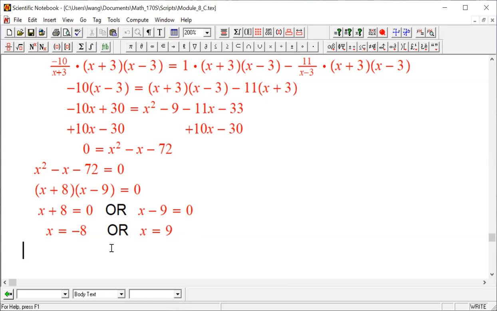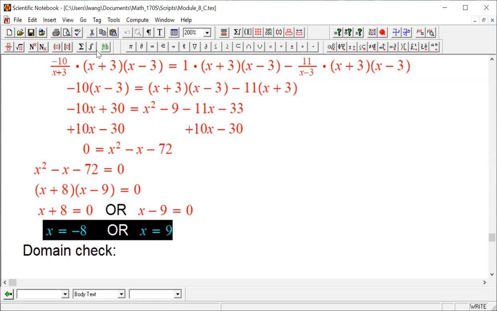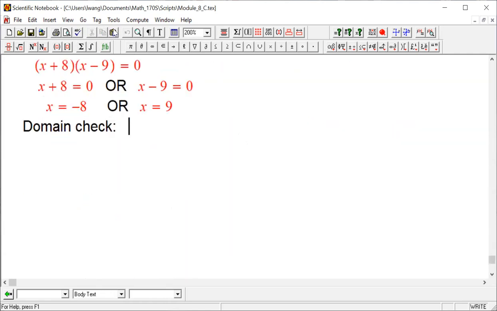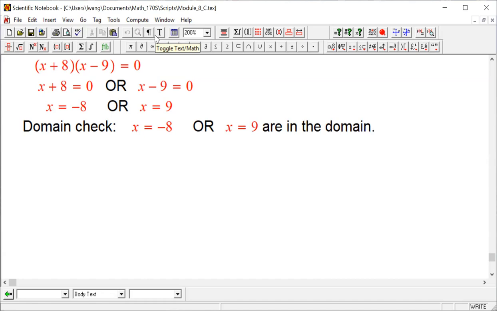Okay, and we must check if these two numbers are in the domain. So domain check. Both numbers are in the domain because the domain says x cannot be positive 3 or negative 3. And then we're going to go back to the equation to check. For x equals negative 8, and for x equals 9, we're going to do the same thing.